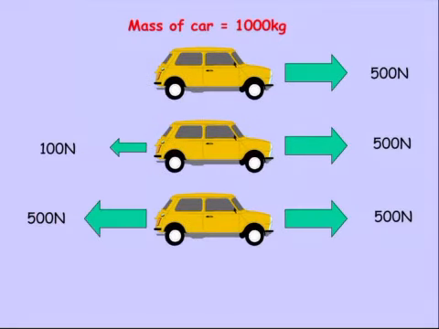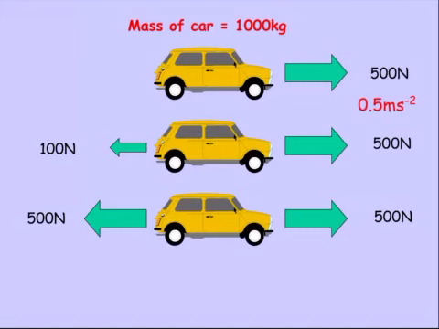So let's consider a car of mass 1,000 kilograms. Can you work out the acceleration undergone by this car in these three situations? Pause for a moment and make the calculations you need, and then we'll check. Hopefully for the first car you reckon that the resultant force is 500 newtons, and therefore the acceleration is going to be 0.5 meters per second squared.